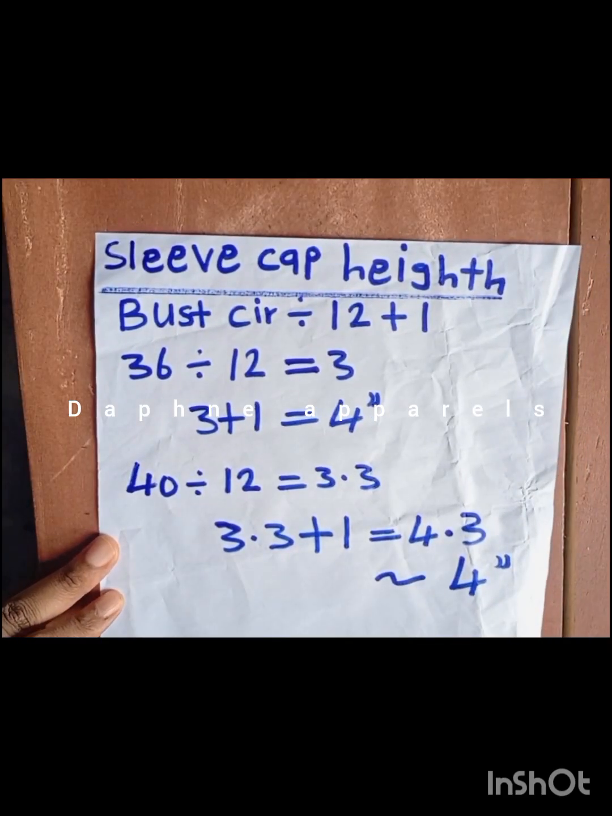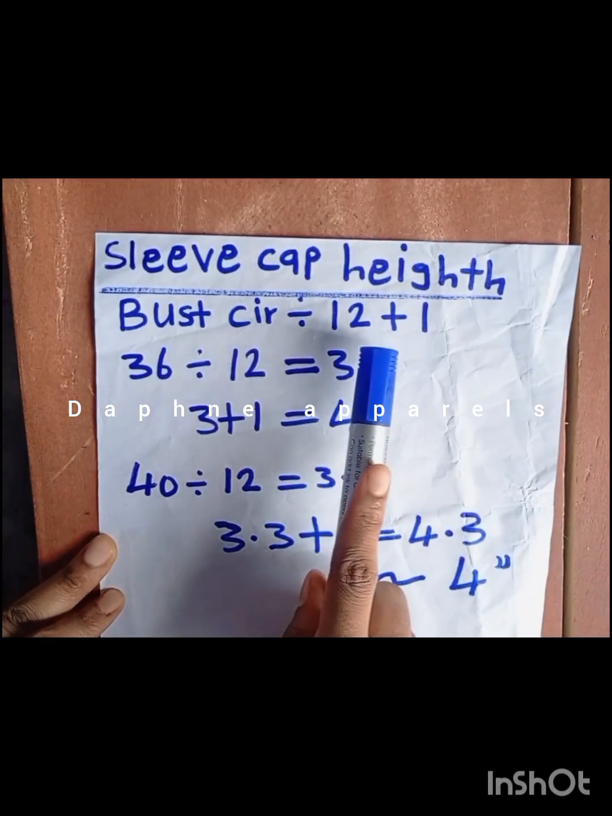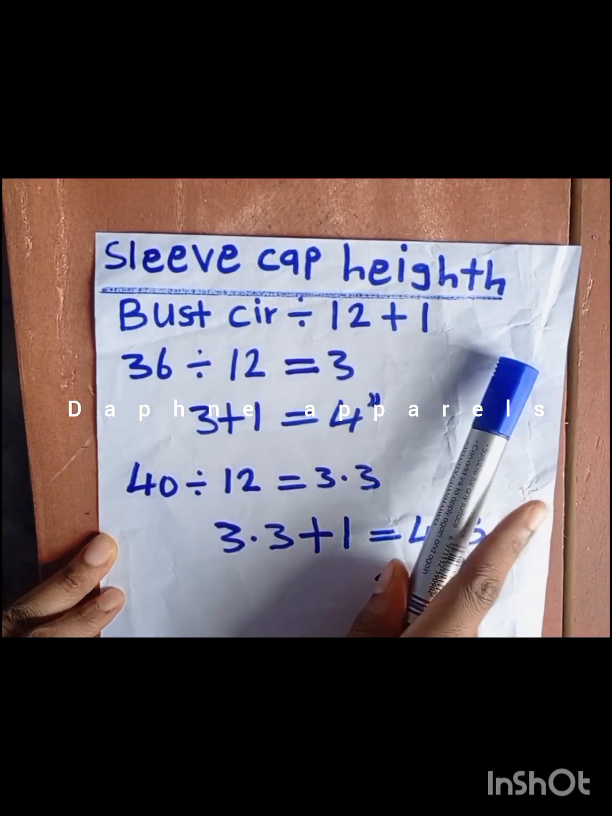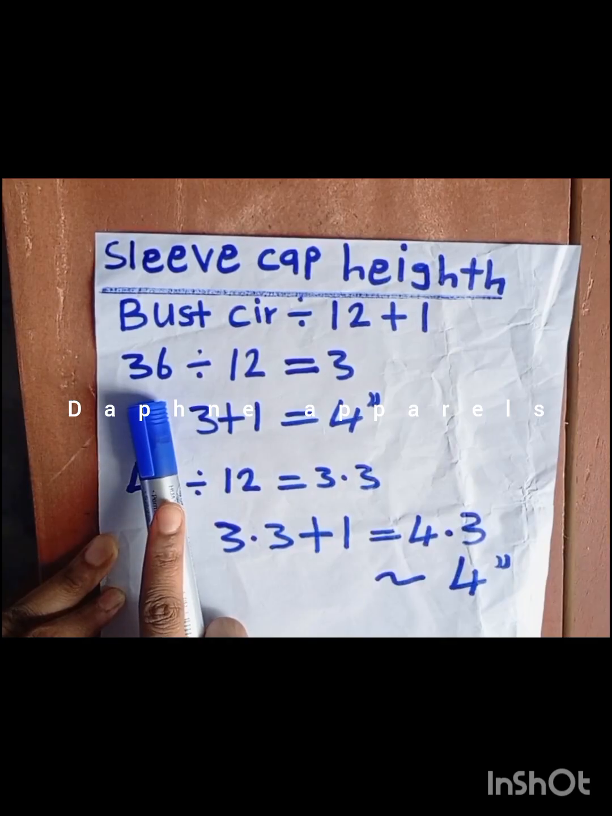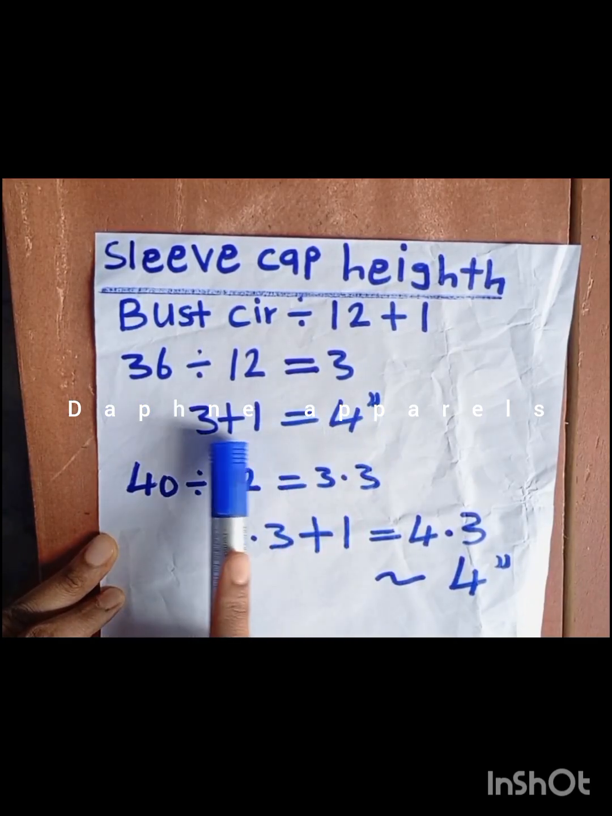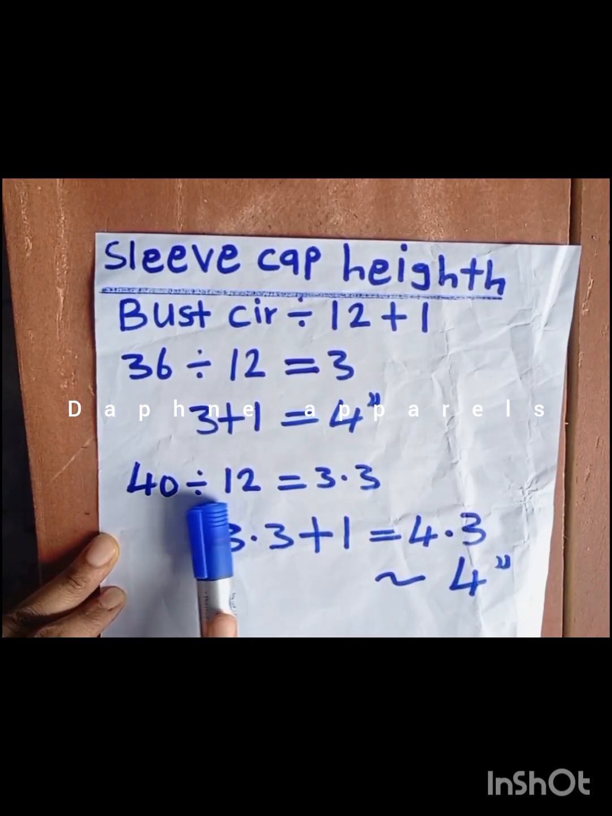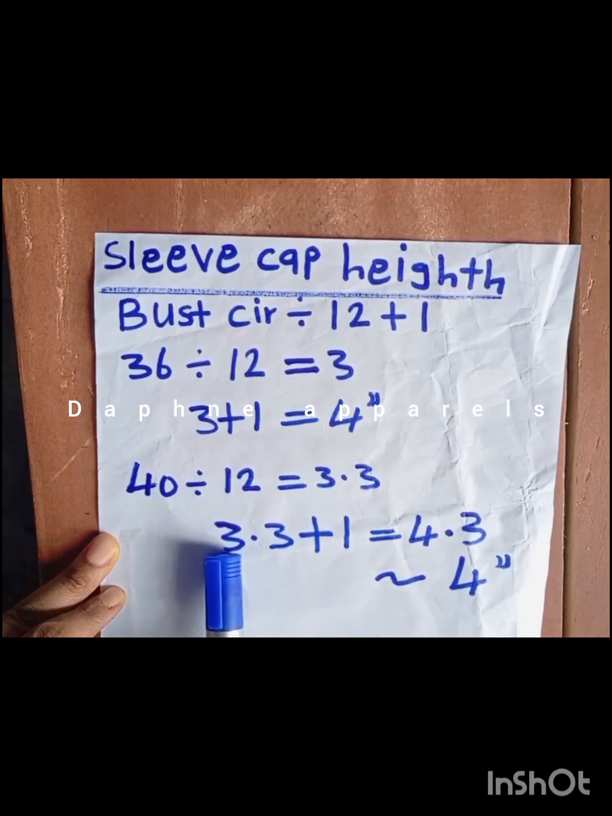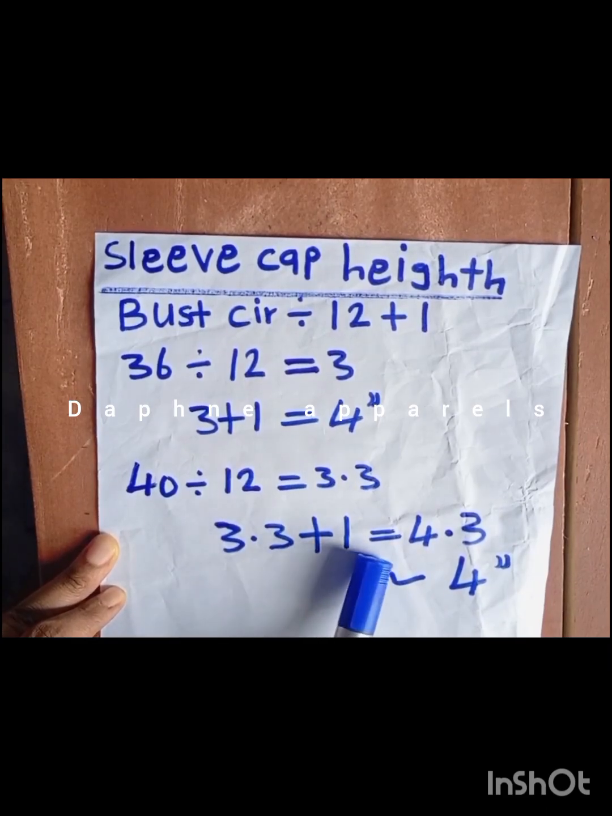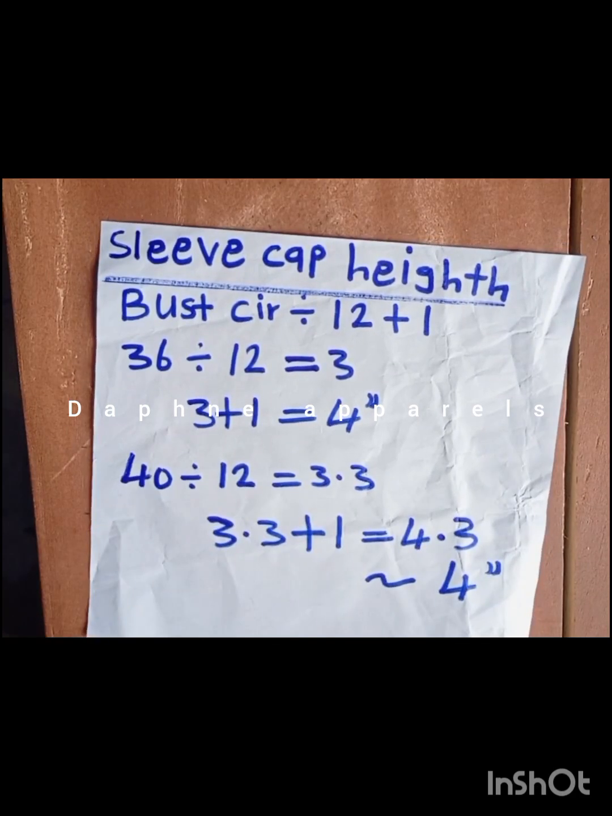Next is sleeve cap height, and the formula for this is bust circumference divided by 12 plus 1. Let's look at someone with bust circumference 36. You divide that by 12, it will give you 3 inches. 3 plus 1, it will give you 4. And someone with bust 40, you still divide it by 12, it will give you 3.3 inches plus 1, 4.3. You approximate it back to 4 inches because it is not up to 4.5 inches.